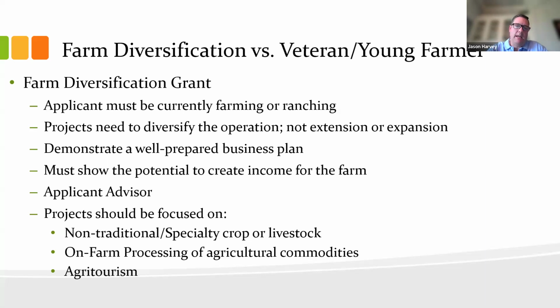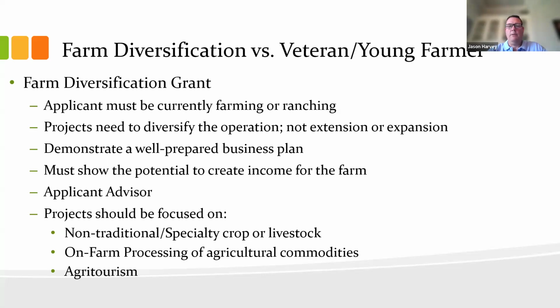So with the diversification grant, applicants must currently be farming or ranching, involved in agriculture in some aspect at the time of application. And the projects need to diversify the operation and not necessarily be an expansion. So if an applicant was currently raising tomatoes, they would not be able to apply for a diversification grant to just add onto their acreage or add different varieties of tomatoes. It would have to be something different, like blackberries or sweet corn or peppers or some other type of project.